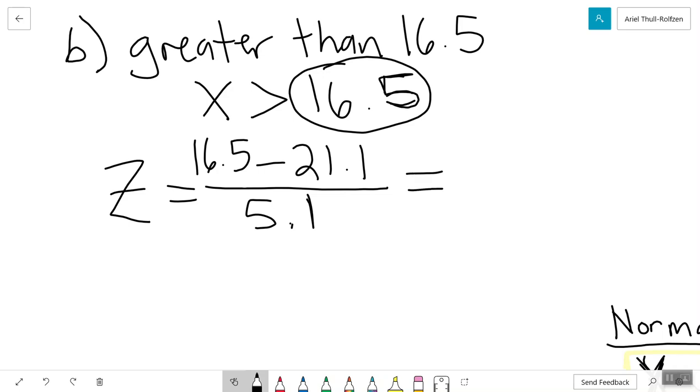Now I can do the math. What's 16.5 minus 21.1, and then I'm going to divide it by 5.1. And I am going to get negative 0.9. I'm going to add a 0 to the end of this just so we know that zeros are digits. So when we need 3 digits, I mean 3 digits. You put a 0 in there at the beginning, a 0 at the end, so that we can find it on the Z table. And that's exactly where we're going from here.